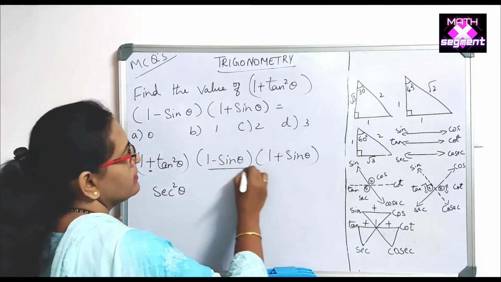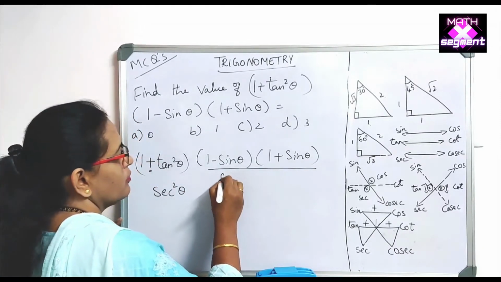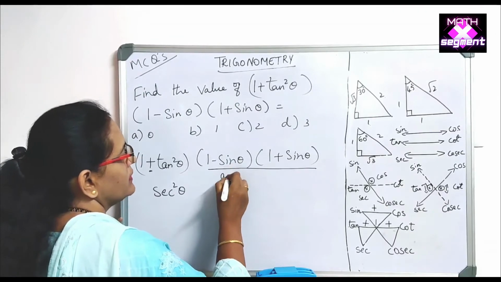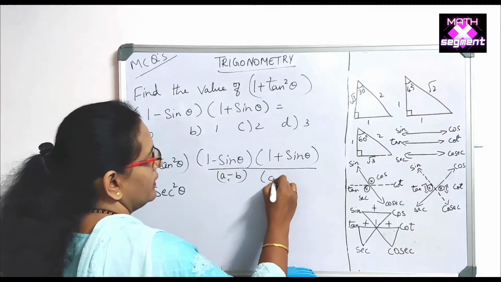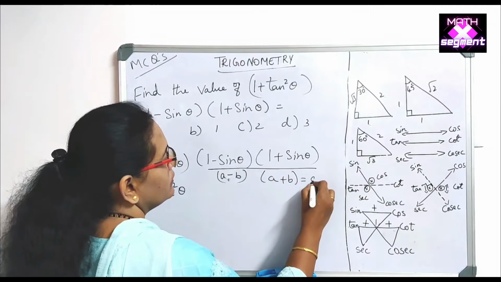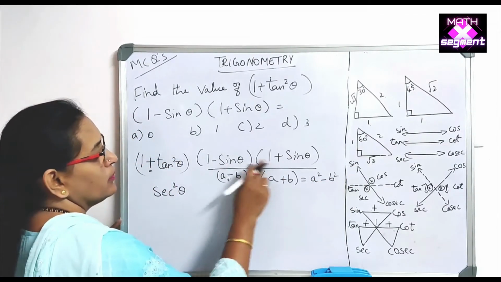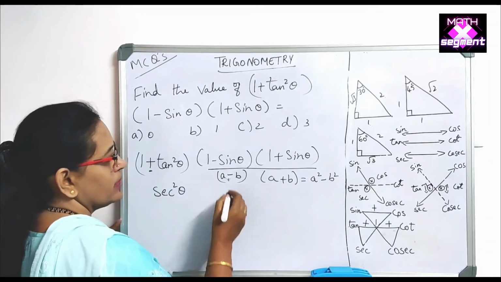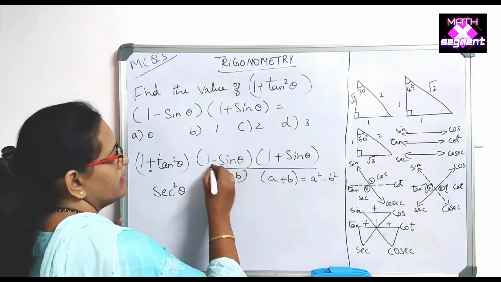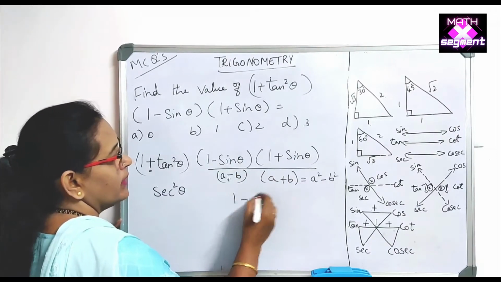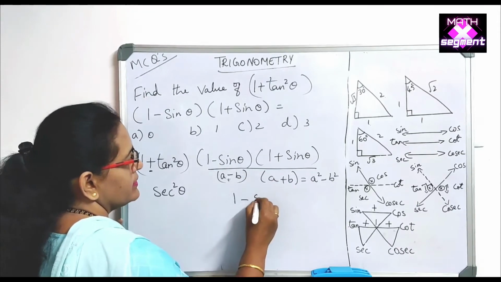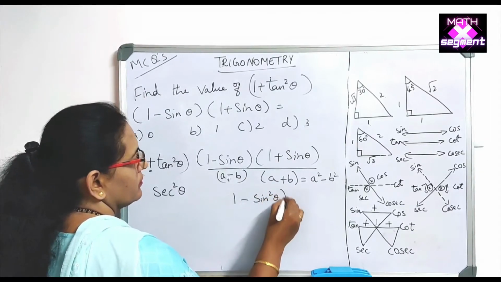And this 1 minus sin theta and 1 plus sin theta is in the form of a minus b and a plus b, which is equal to a square minus b square. So I can write this equation in the form of a square minus b square. So how will it be? A is nothing but 1 square, and b is nothing but sine square theta.